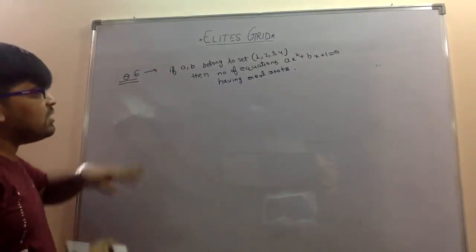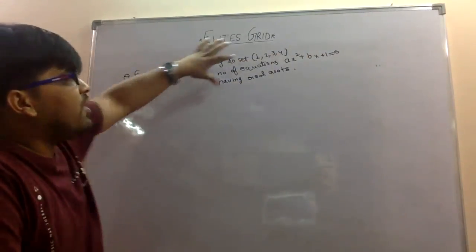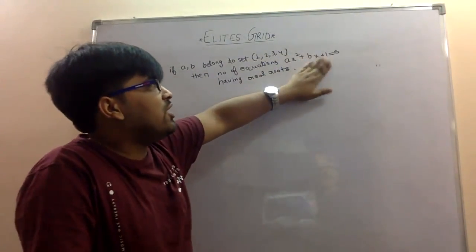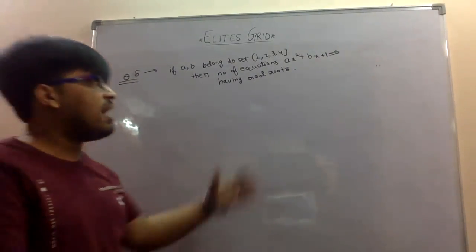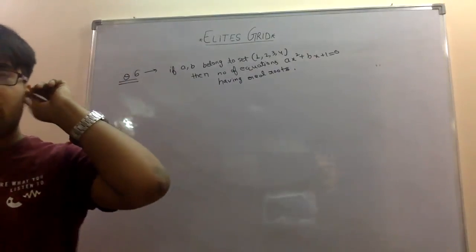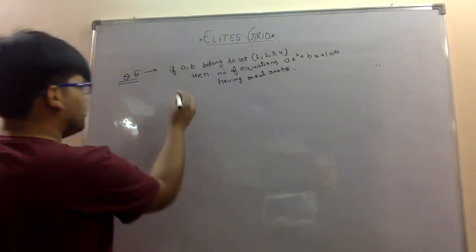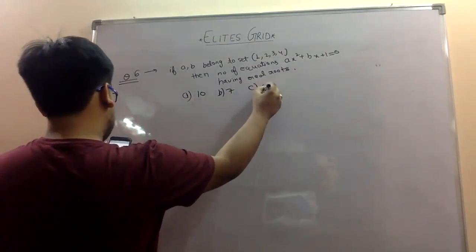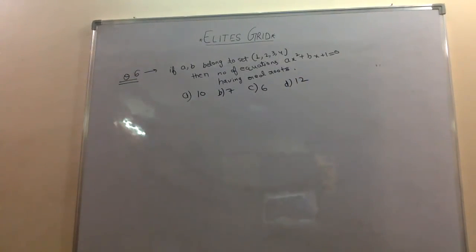Now question number 6, if A and B belong to this particular set, that means A और B की जो values है वो 1, 2, 3, 4 में possible है, and we want to find number of possible equations ax square plus bx plus 1, कितनी ऐसी equation होंगी having real roots. Try करो. Options दे देता हूँ: 10, 7, 6, 12. Try this question.